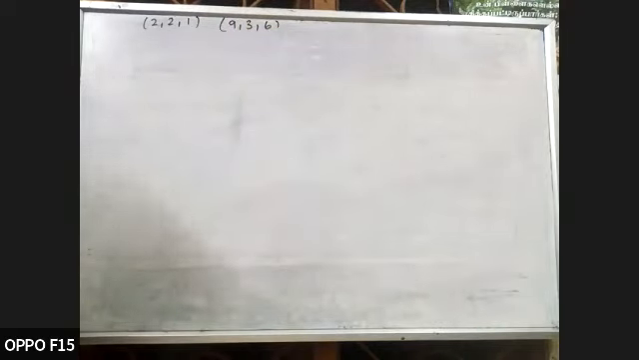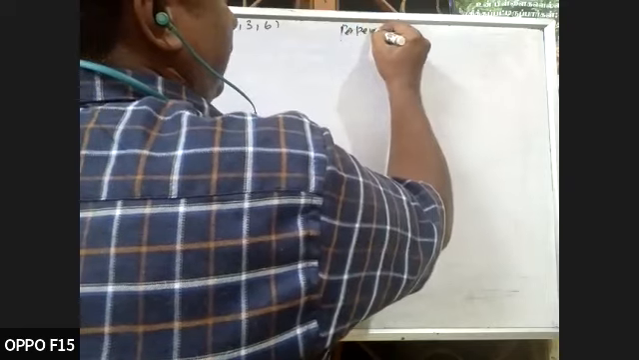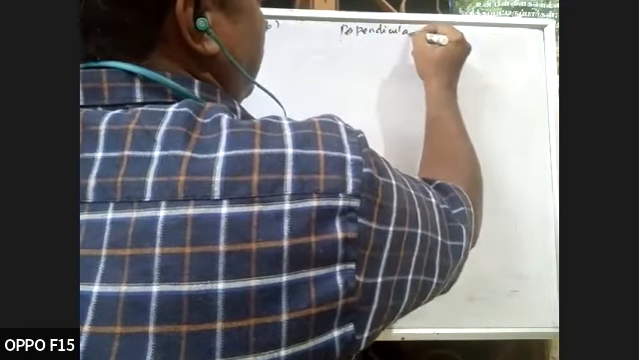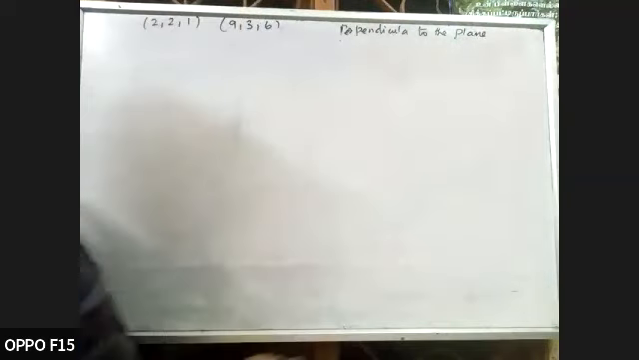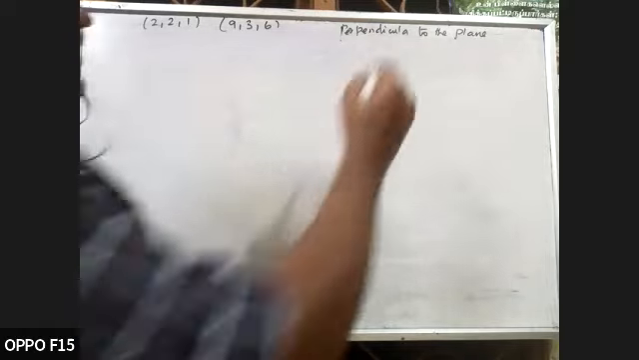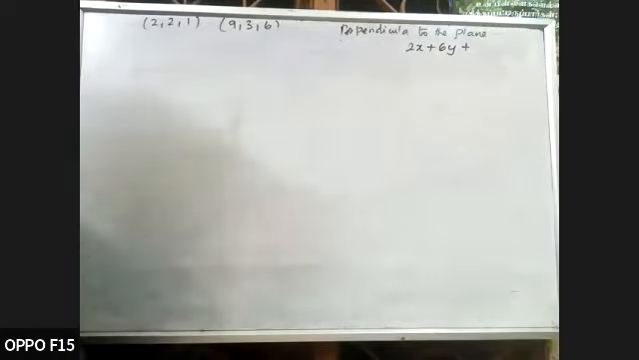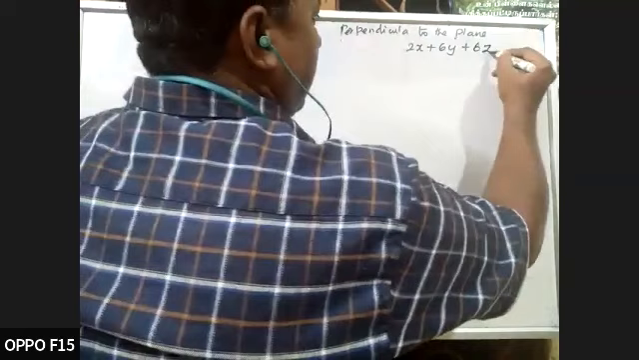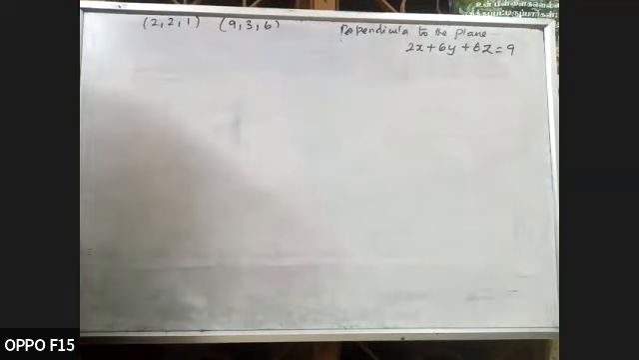And perpendicular to the plane 2x plus 6y plus 6z equals 9.